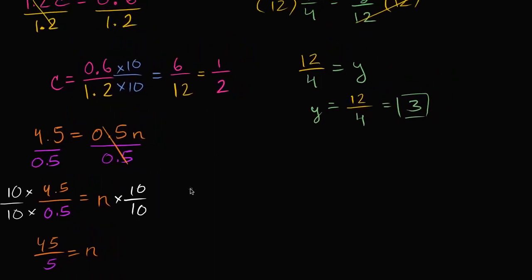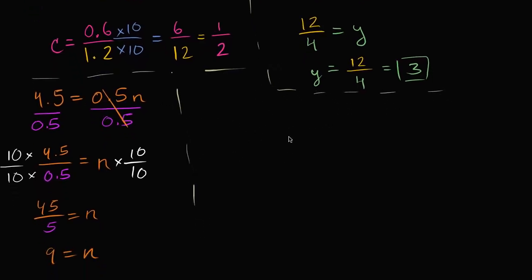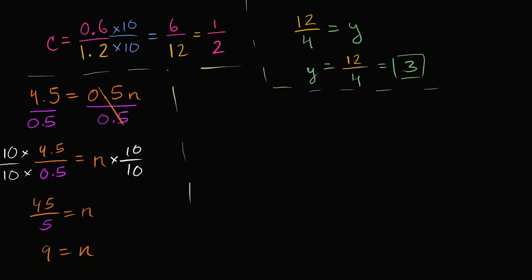Let's do one more, because once again, I can't stop. All right, and let me get some space here so we can keep the different problems apart that we had. So let's have a different variable now. Let's say we have g over 4 is equal to 3.2.